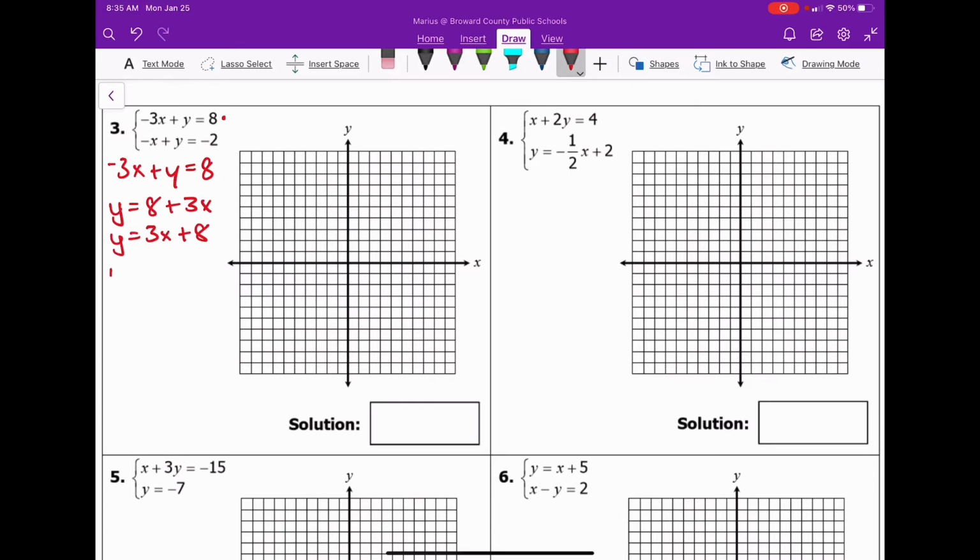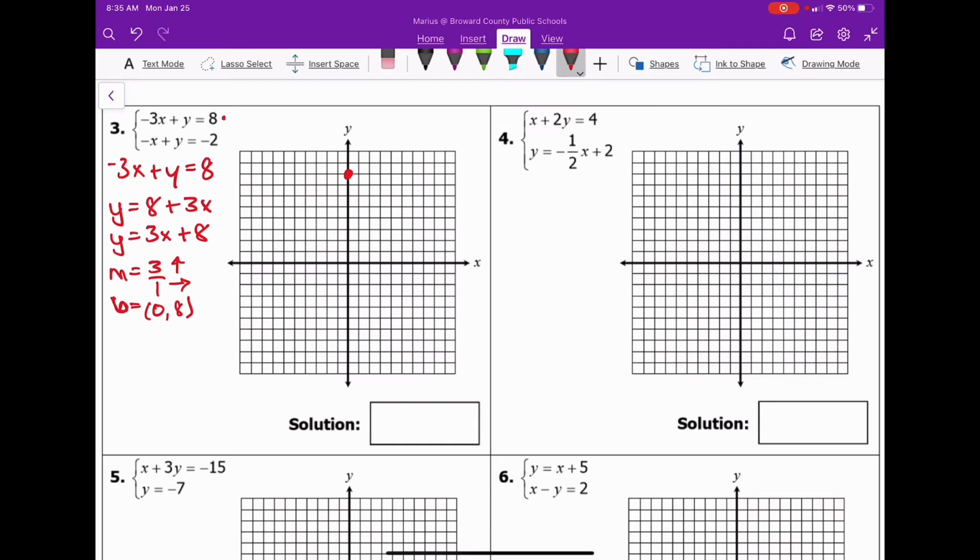Now, for this one, m is equal to positive 3 over 1, which means go up 3, right 1, and the y-intercept is 0, 8. So we plot our y-intercept first, which is 0, 8: 1, 2, 3, 4, 5, 6, 7, 8. And then we go up 3, right 1. Now, we don't have room to go up 3 and right 1, but we do have room to go down 3 and left 1.